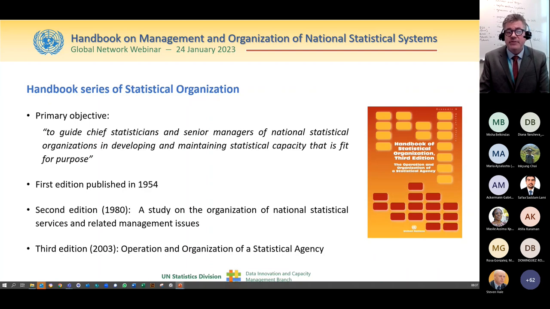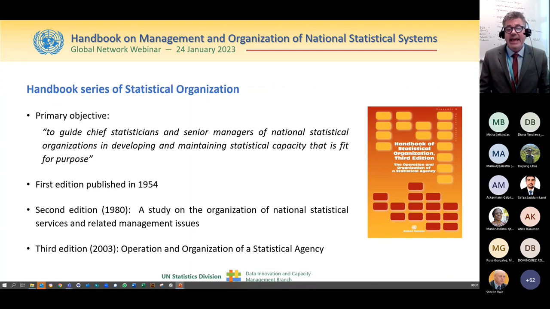So the primary objective since the beginning, since 54, was to guide chief statisticians and senior managers of national statistical organizations in developing, of course, there is an element of capacity building or capability building, and maintaining statistical capacity that is fit for purpose. The first one was published in 54.